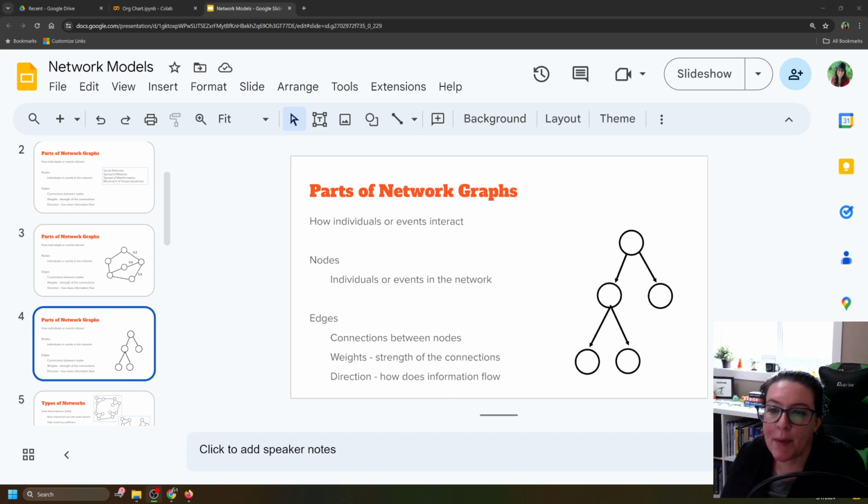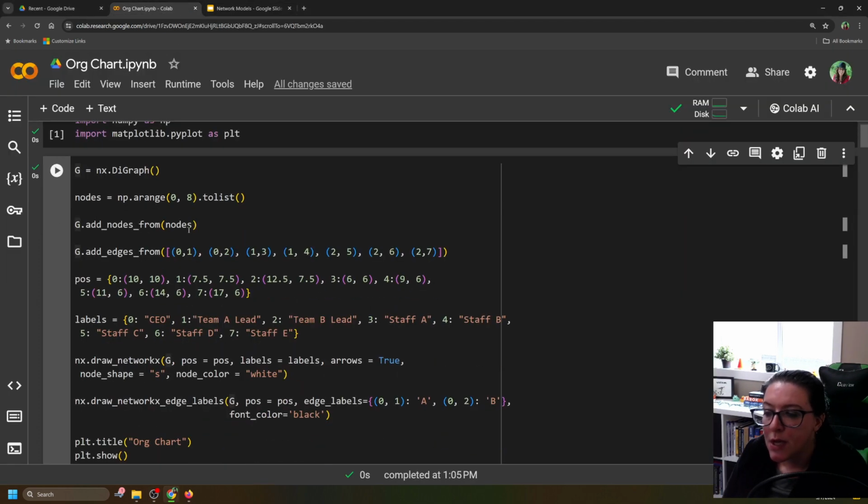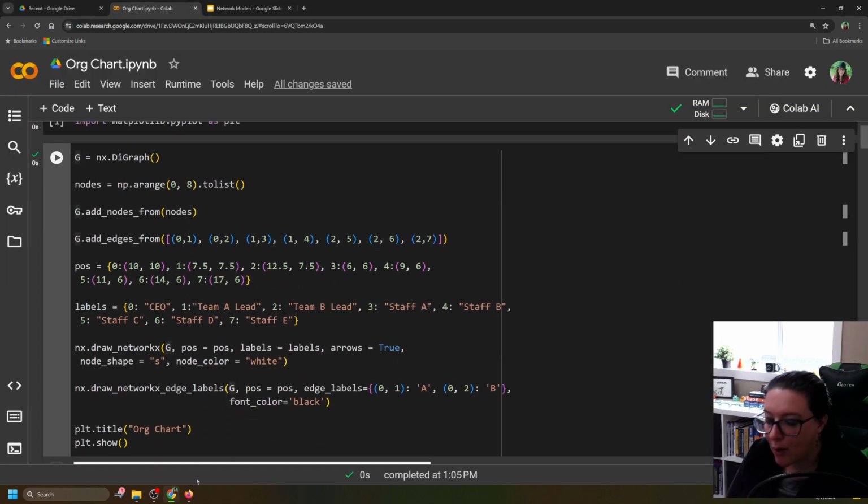In our previous video, we made a network graph consisting of nodes and edges. And since this is a hierarchical or org chart, we also have direction for how the information flows. So here we created that org chart.